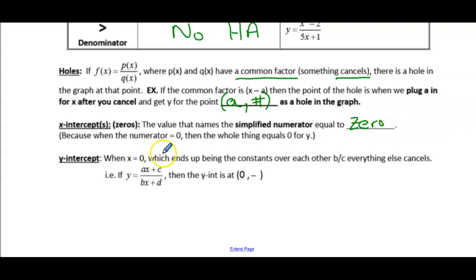The y-intercept is when we make x equal to 0. If x is equal to 0, all your x terms will go away, and you're usually just left with 2 things. In this case, it's going to be c over d. C over d will be where it intercepts. All right, I'm going to do examples in the next video.